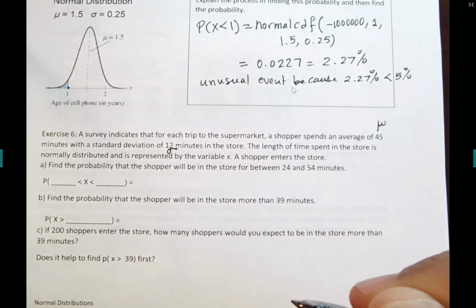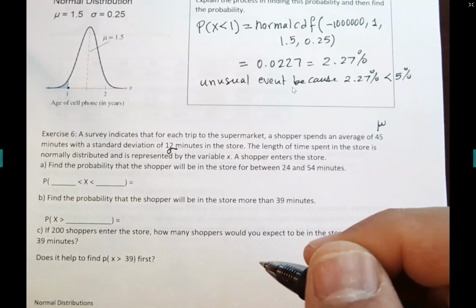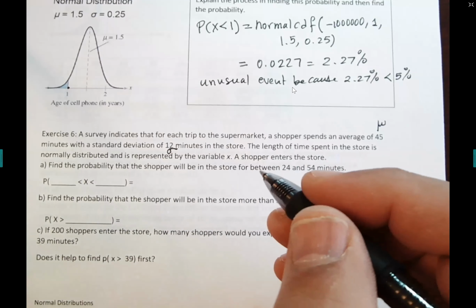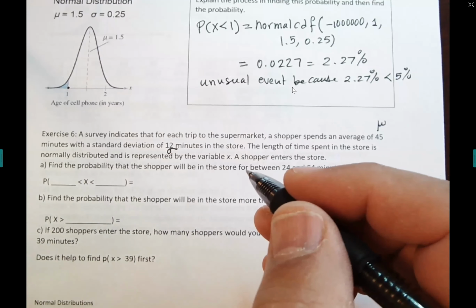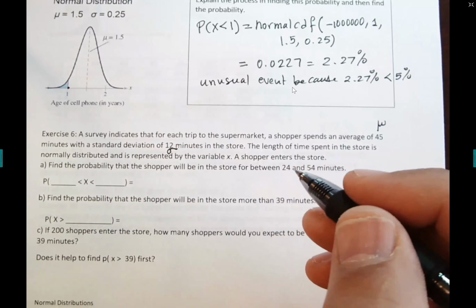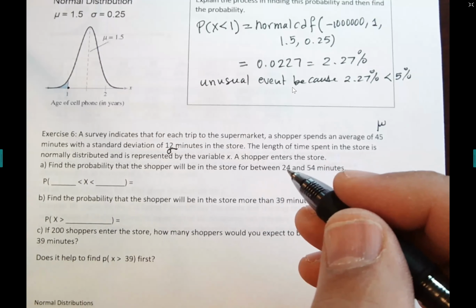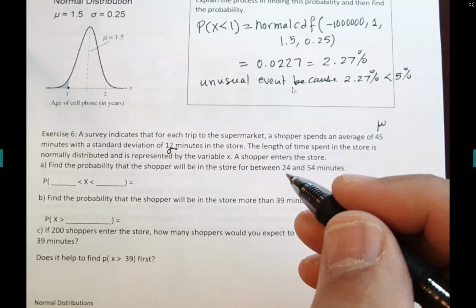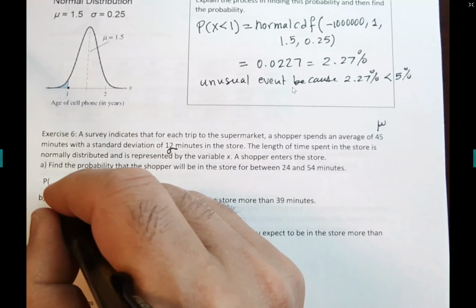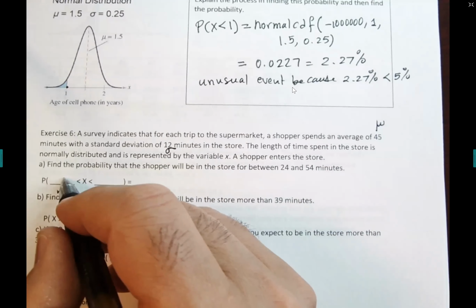The length of time spent in the store is bell-shaped, normally distributed. Once he says normally distributed, you think of bell-shaped. All the math I'm teaching you today is based on the fact that the distribution is bell-shaped. If it's not bell-shaped, none of this would work. A shopper enters the store. What's the probability that the shopper will be in the store for between 24 and 54 minutes? I want you guys to help me fill in the blanks here. So what goes in the first check mark?